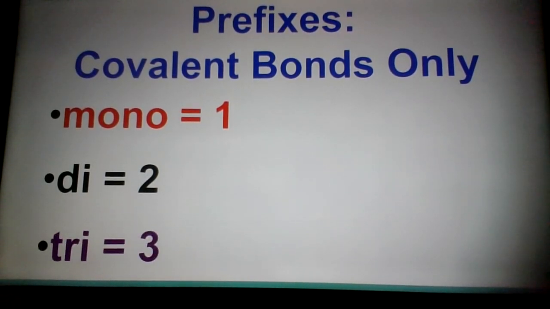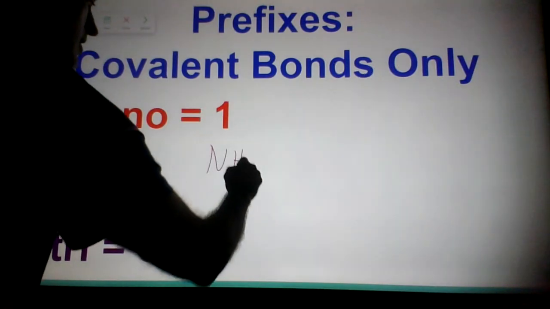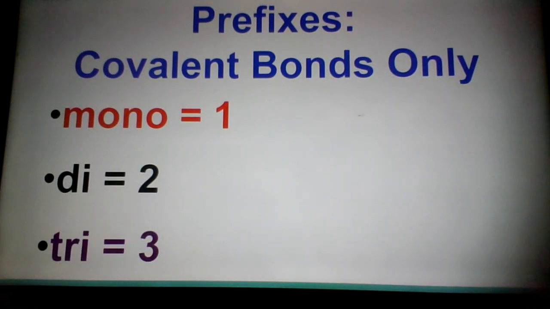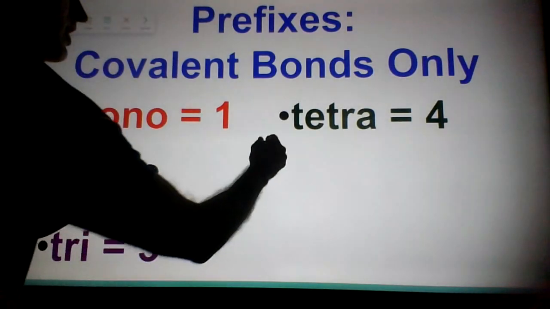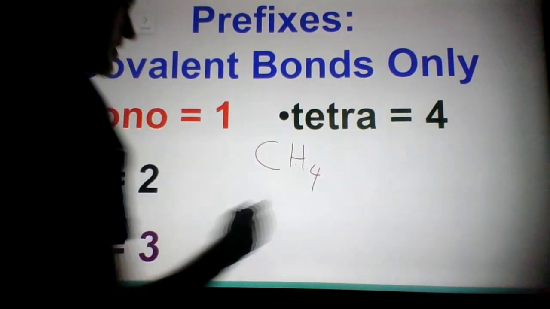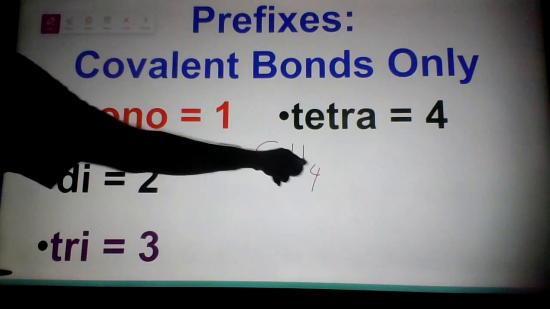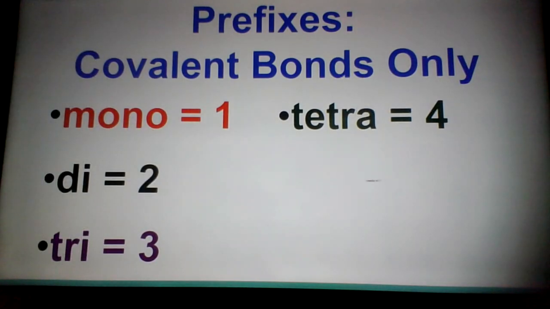You get something like tri, well, that's going to be a 3. Okay, ammonia, that smelly stuff that's in some household cleaners, that's NH3. That's nitrogen trihydride. Okay, if you have a 4, that's tetra. Okay, an example of that would be carbon tetrahydride, which is methane. And that's a gas that our bodies give off. That's carbon tetrahydride. Remember, we don't say monocarbon, just carbon. First element does not get mono.